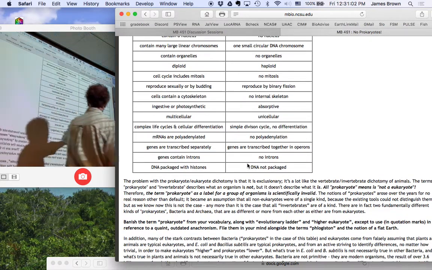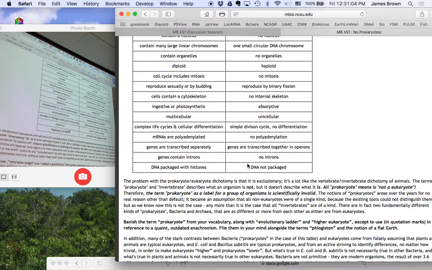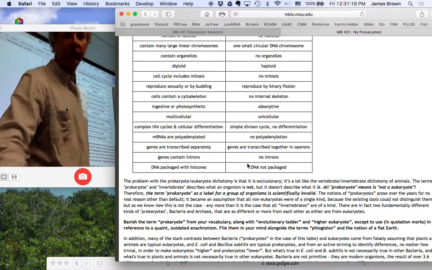Histones. Yeah, bacterial histones too. They don't call them histones, but that's what they are. Again, you've got a big, long length of DNA. You have to package it. It's got to be organized. It can't just be a pile of noodles in the middle of the cell. So all of this is false.